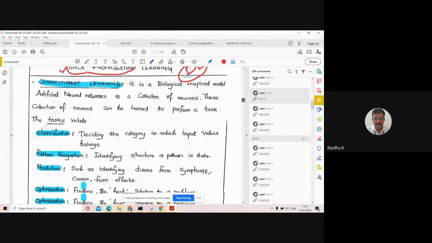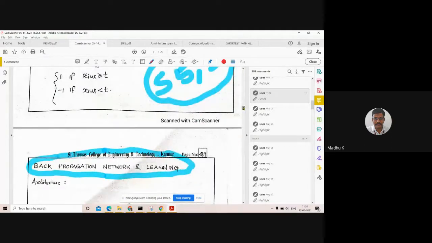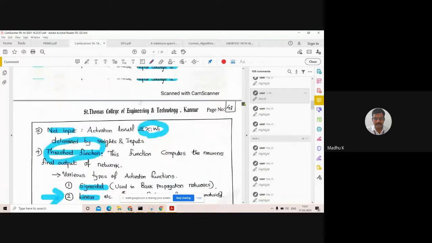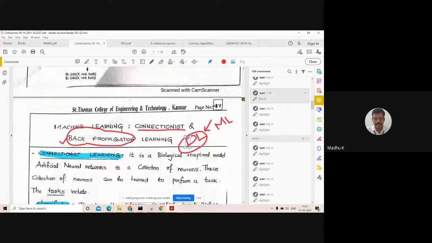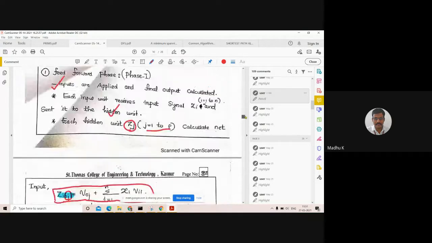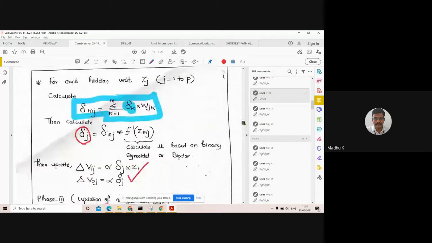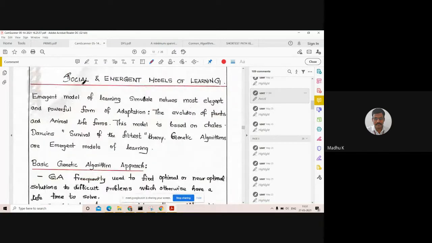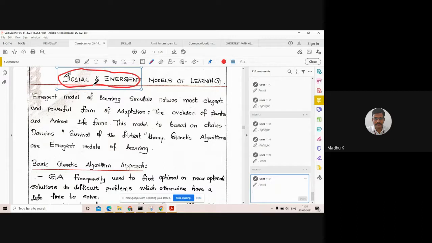Now we are moving to another concept. In the first part we discussed version space search. Then, skipping two algorithms, we moved to back propagation learning and the neural network. Now we are moving to another section: social and emergent models of learning. This is another type of learning. Previously, we studied connectionist learning, which is the back propagation network. Now, social and emergent models of learning.